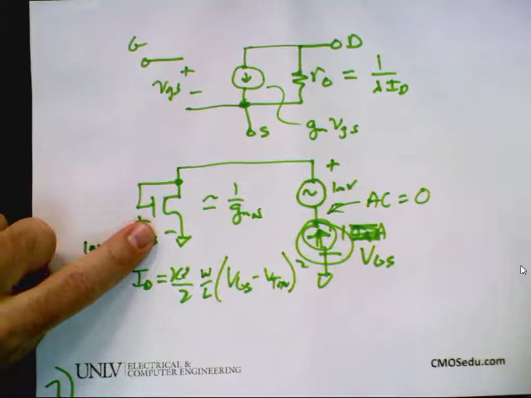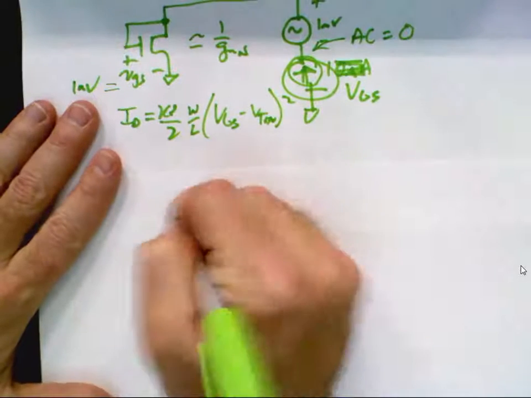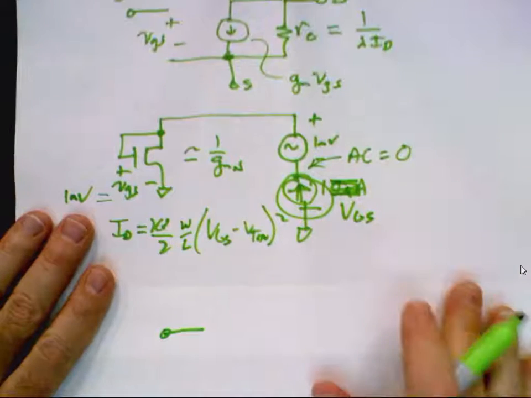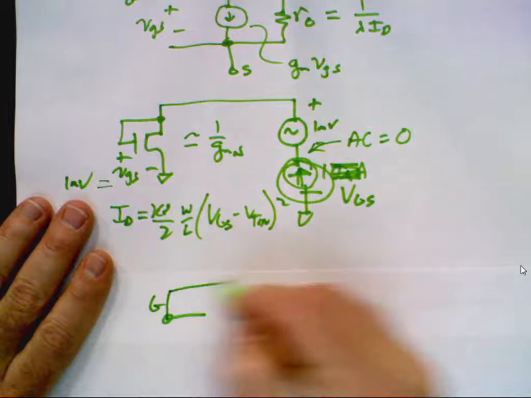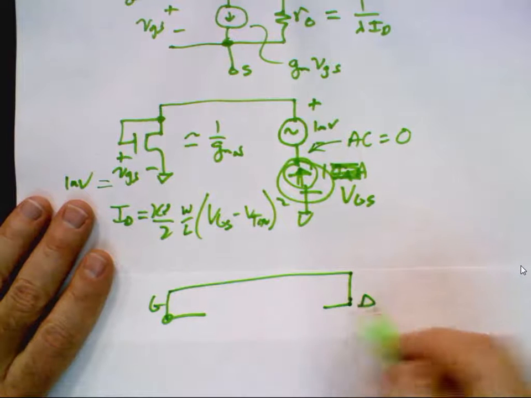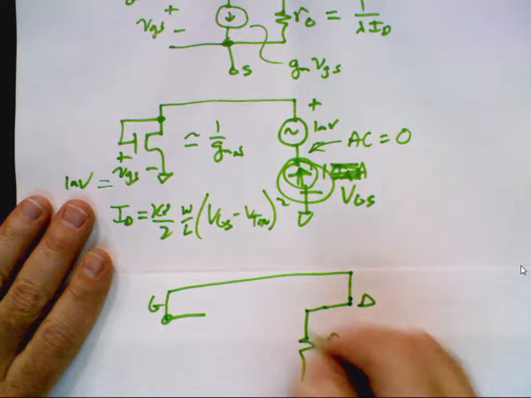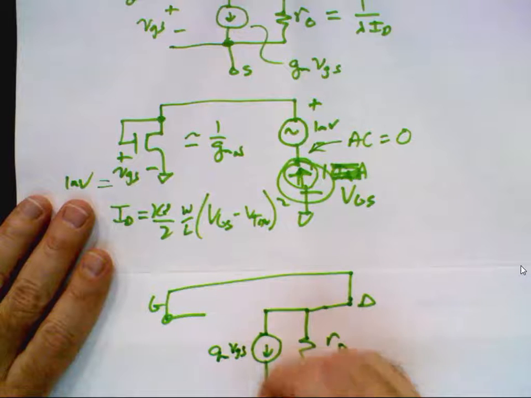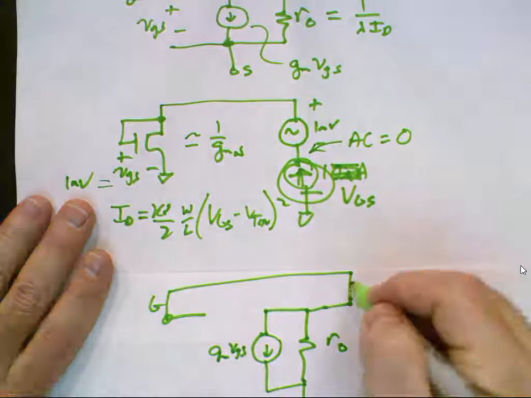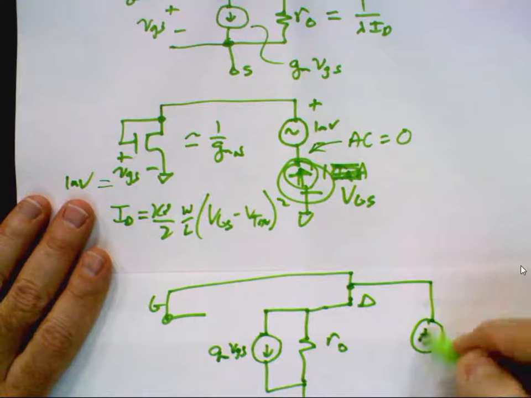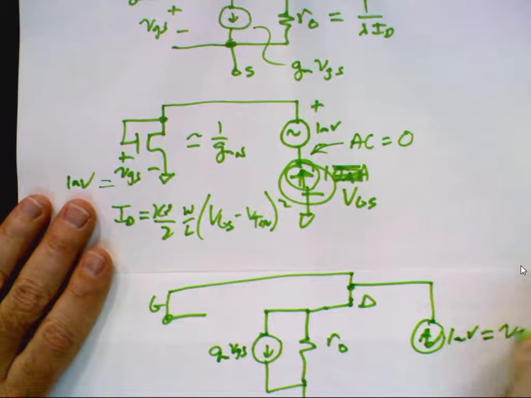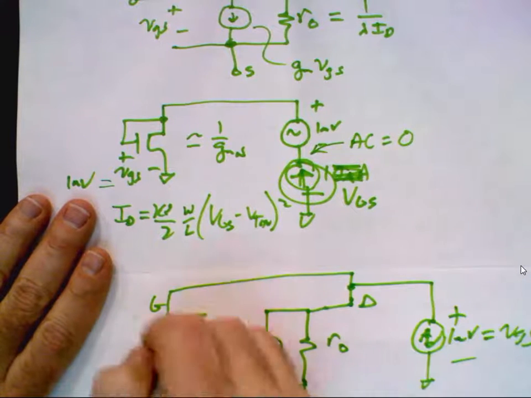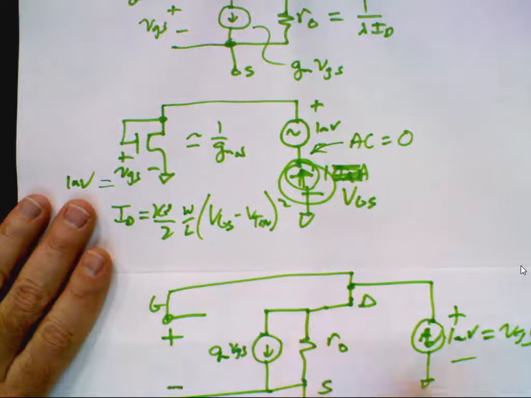So I go back to my model and I say, okay, I need to replace the model. I'm going to write this circuit and I'm going to use the model. Gate being connected over to the drain, to R out, to GM VGS going here to ground, and then over here I have 1 millivolt, which equals VGS. Would everybody agree the two VGS are equal?